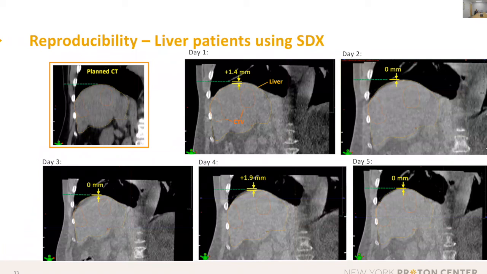We did see some liver patients with significant differences in the dome area between simulation and first-day treatment. I don't remember if it's necessarily from SDX, but during simulation, when the patient comes to the center for the first time to do this CT scan, patients are often really nervous and upset, and that can be a factor that the patients end up being scanned with very unique anatomy.